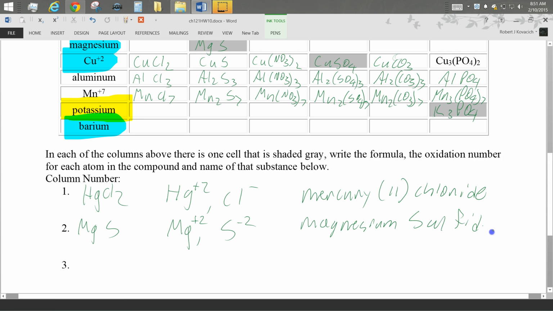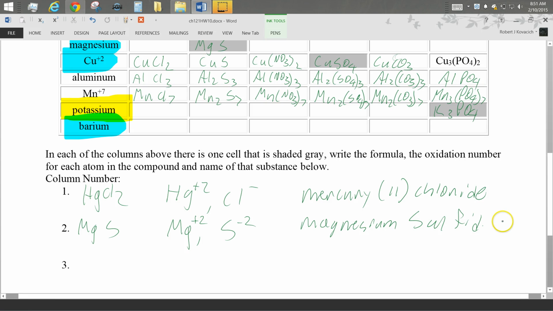Magnesium sulfide. How come I'm not saying magnesium 2 sulfide like I did with the first one? There's only one possibility for magnesium. It can only be +2. It's either 0, but if it's in a compound, it's got to be +2 because it's in group 2.